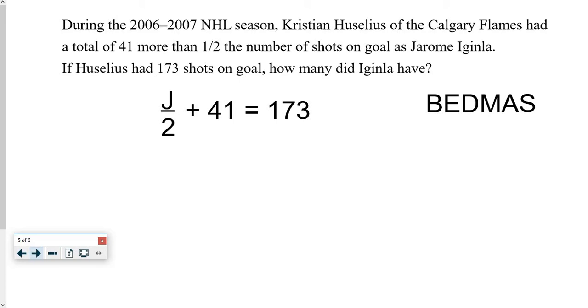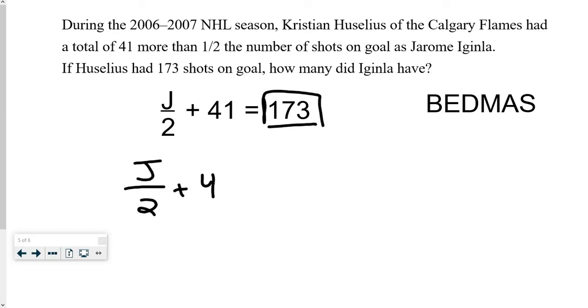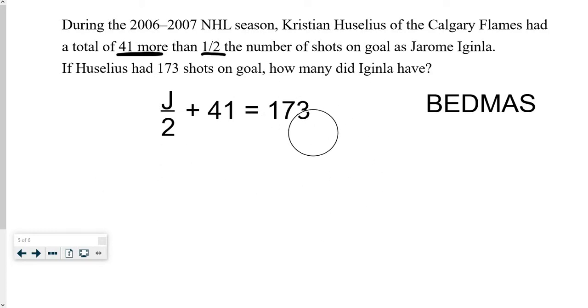So we start with what Iggy had. If Huselius had 173, we write that down because that's the answer. Now, Huselius had 41 more than half the number. So half the number of shots Jarome did. So Jarome is half the number plus 41, because 41 more and half the number. So that's how we're getting to these equations here. That will be the hardest part of this chapter. We'll be figuring out the equation.